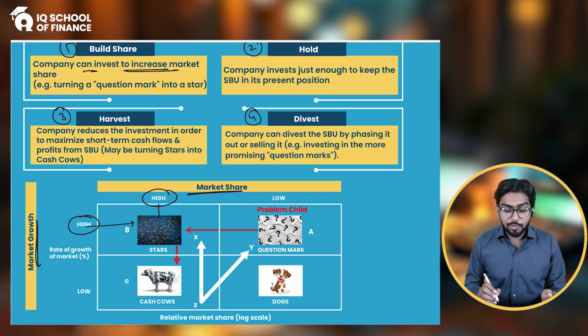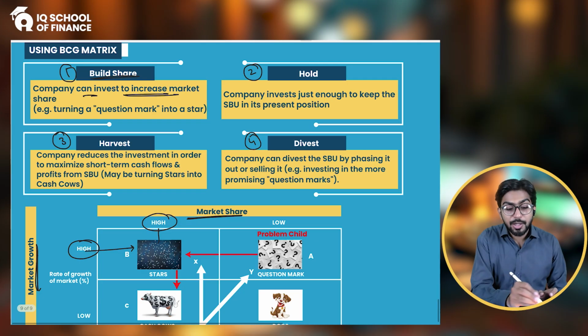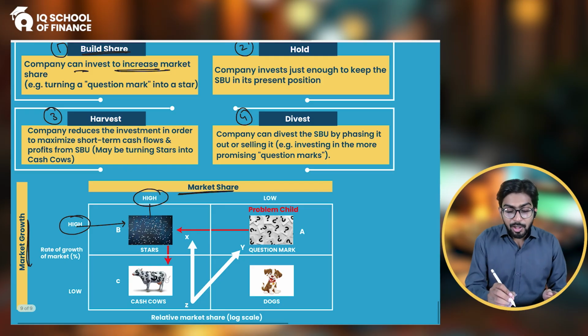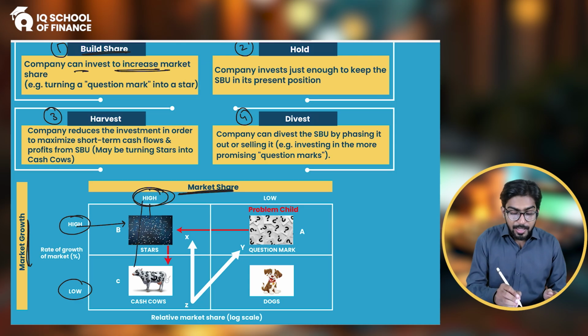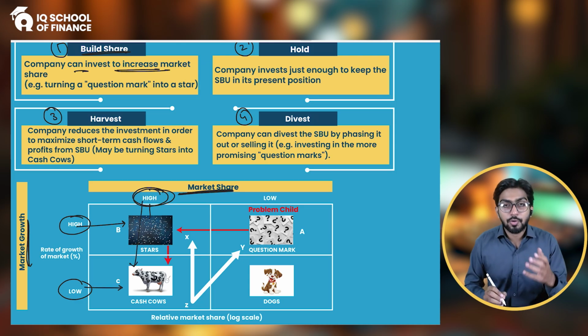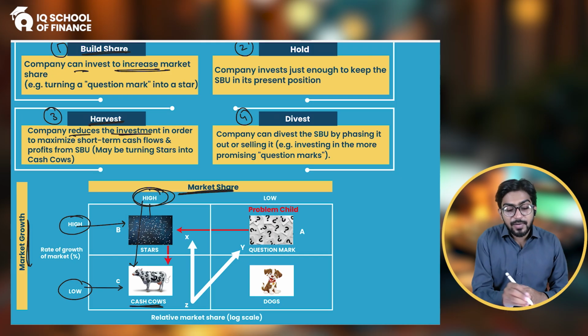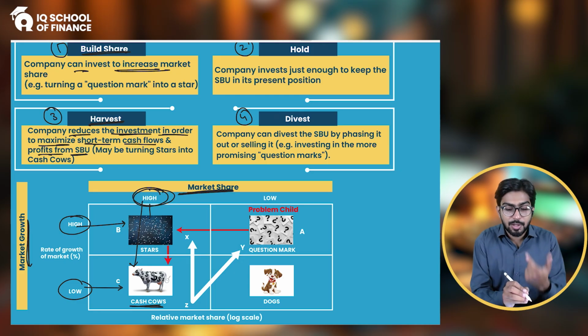So for a star, what you need to do is build the share. Build your share along with the market so that the star can become a bigger star and give you the profits. Then, if the market share is high and the market growth is low, it is your cash cow. What can you do? You need to harvest. The company reduces the investment in order to maximize the short-term cash flows and profit from the SBU, strategic business unit, maybe turning stars into cash cows.